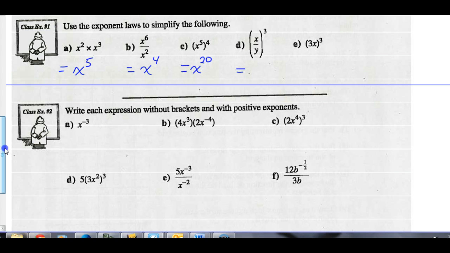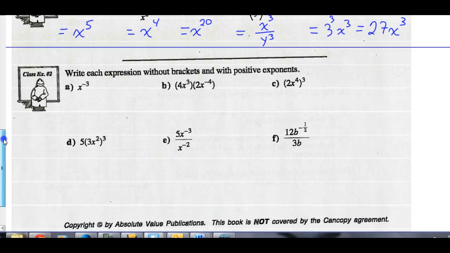For D, everything inside the bracket gets the exponent, so it's going to be x cubed over y cubed. For E, same thing, everything inside the bracket gets the exponent, so that's going to be 3 cubed and x cubed. And now we can simplify that because 3 cubed is 27. So that's the best way to write this, 27x cubed.